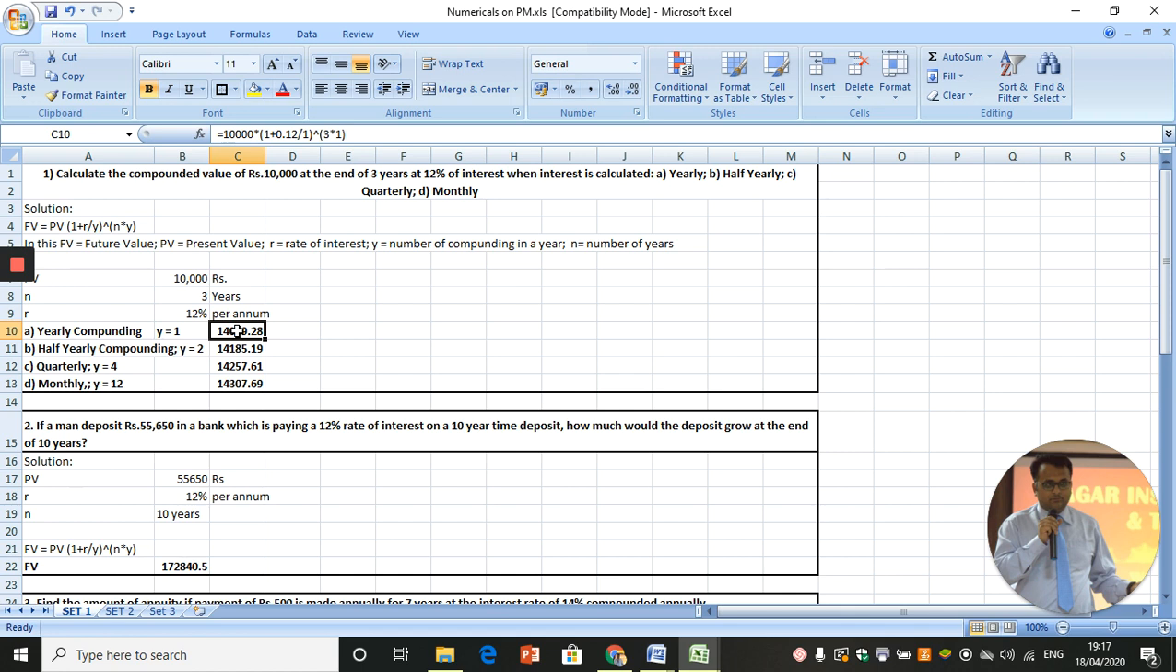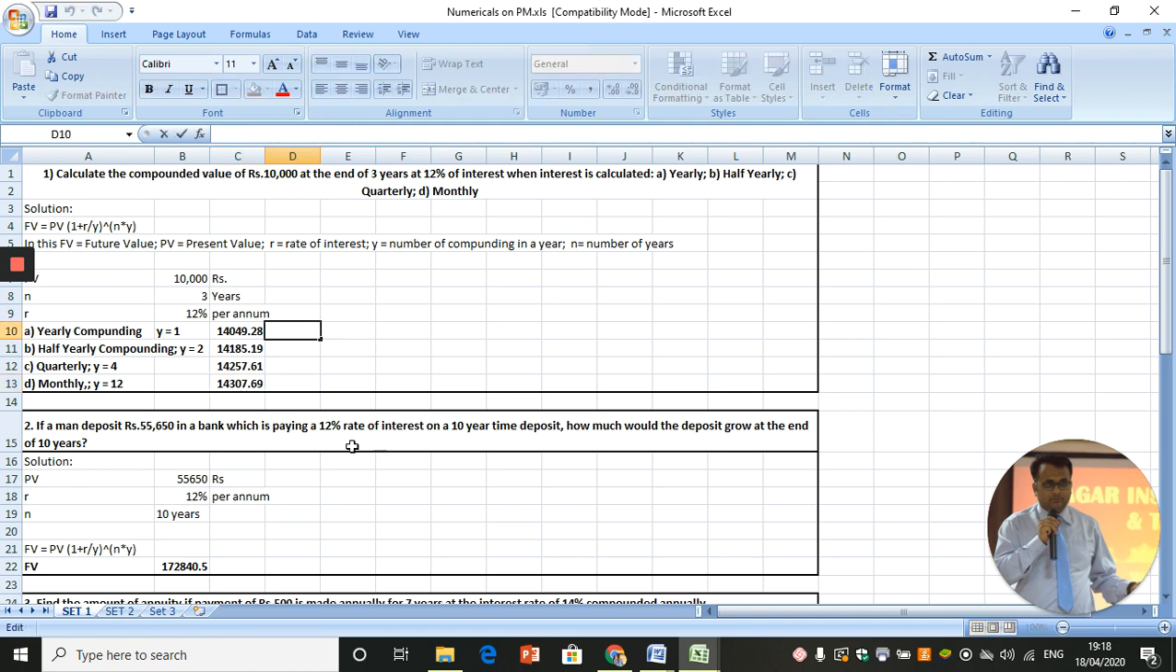And if you look into this, the formula we have put is 10,000, this is the amount, into 1 plus 0.12, that is the interest rate, divided by 1, because y is 1, to the power 3 into 1. 3 is the years, and 1 is this y. We just put into this formula and we get this answer for yearly compounding. In half yearly it will be divided by 2 and here it will be into 2. Quarterly it will be divided by 4 and here it will be into 4. And monthly it will be divided by 12 and into 12. So this is how we calculate.